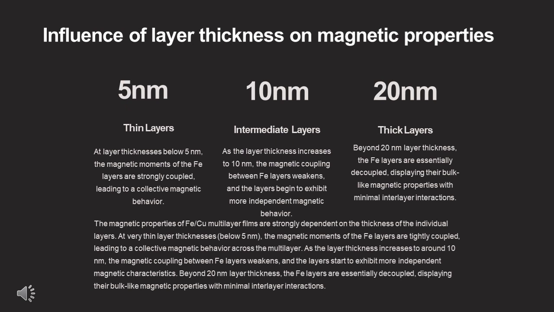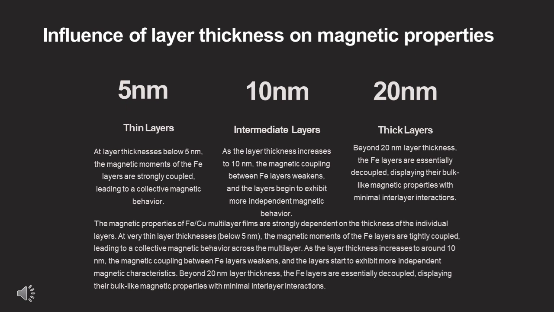The magnetic properties of ferrum and copper multilayer films strongly depend on the thickness of the individual layers. At very thin layer thicknesses below 5 nm, the magnetic moments of the ferrum layers are tightly coupled, leading to a collective magnetic behavior across the multilayer.